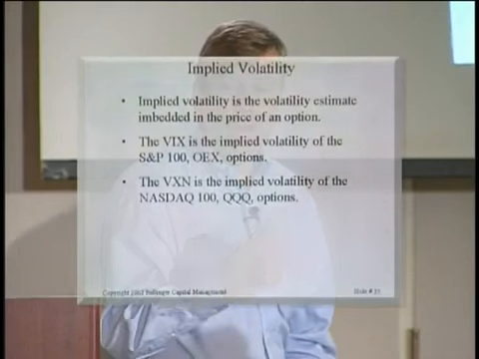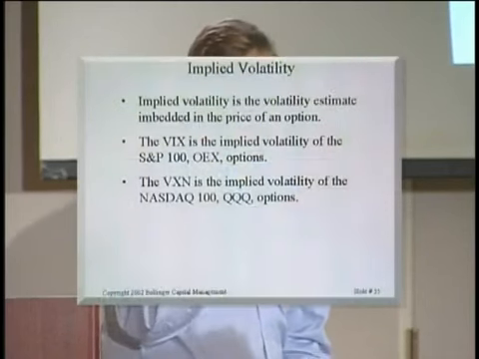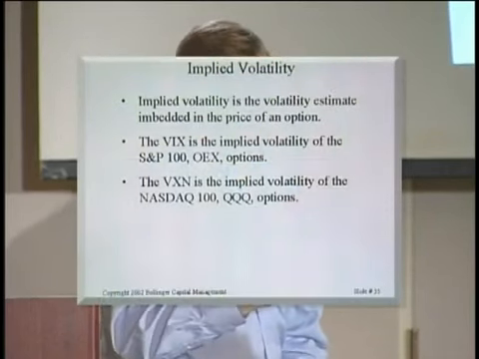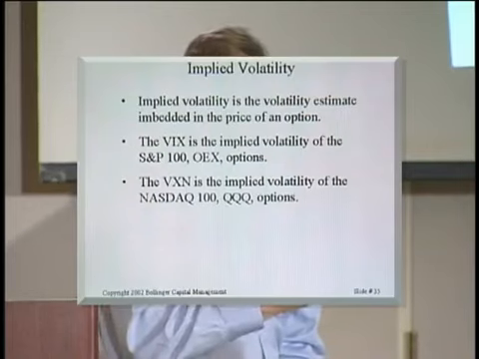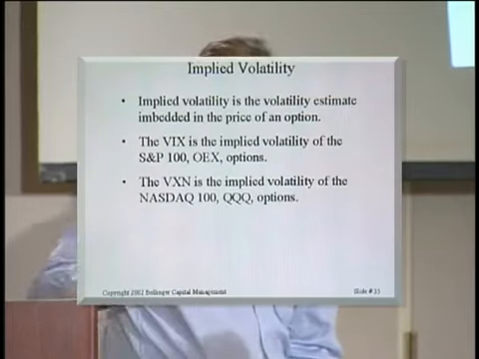There's a lot of attention given these days to the VIX, a measure of volatility based on the OEX, or the option 100. All the VIX is, is the average volatility of the OEX options, the average implied volatility of the OEX options.